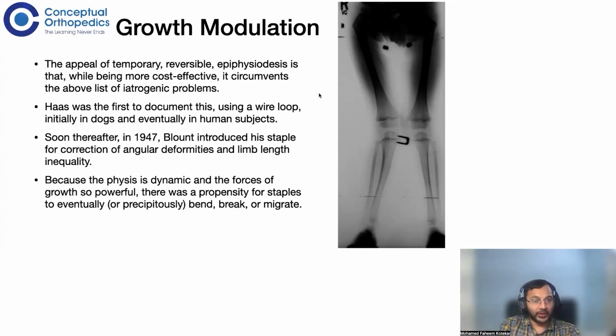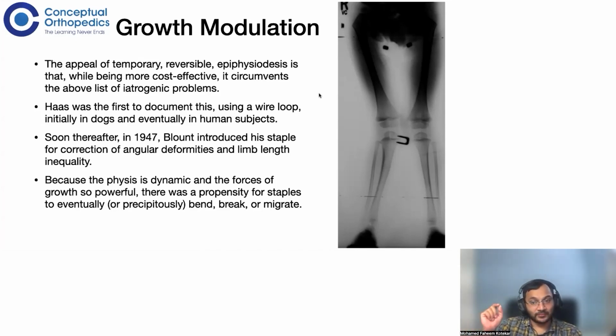So this is a temporary reversible epiphysiodesis, which is cost effective and does not have many of the problems that osteotomy or open epiphysiodesis has. So this was first described by Haas, which was done in animals and then later in humans. Soon after that, the popularity for this procedure came from Blount, okay, who in 1947 made the Blount staple for the correction of angular deformities and limb length inequalities.